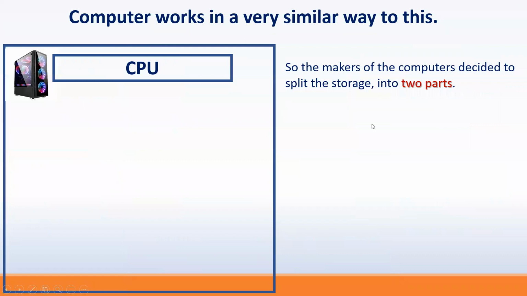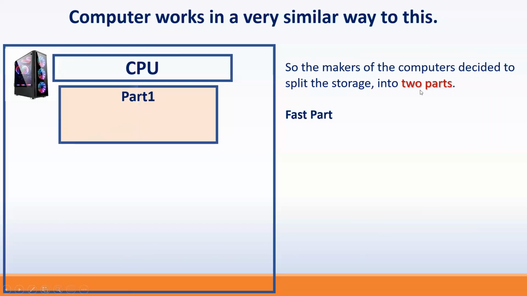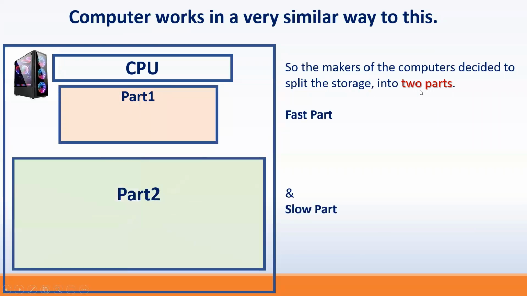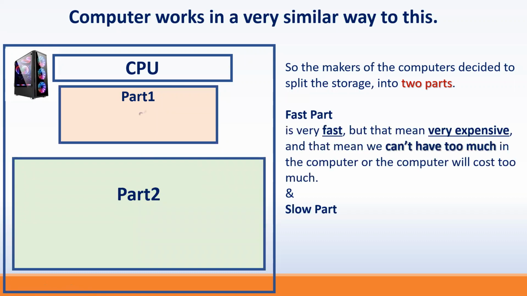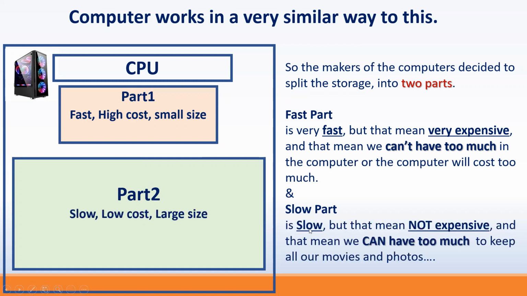The guys decided to split the storage into 2 parts. Fast part and the slow part. The fast part is really fast, but that will make it very high cost, very expensive. But because it's very expensive, we cannot have too much of it. It will be small storage, but it's very fast. Good. Now the slow part is slow, and because it's slow, it's not expensive, it's cheap, low cost. And because it's low cost, we can have too much of it.